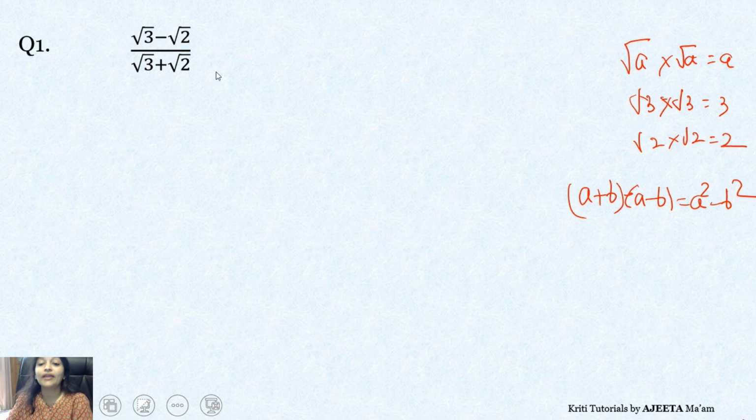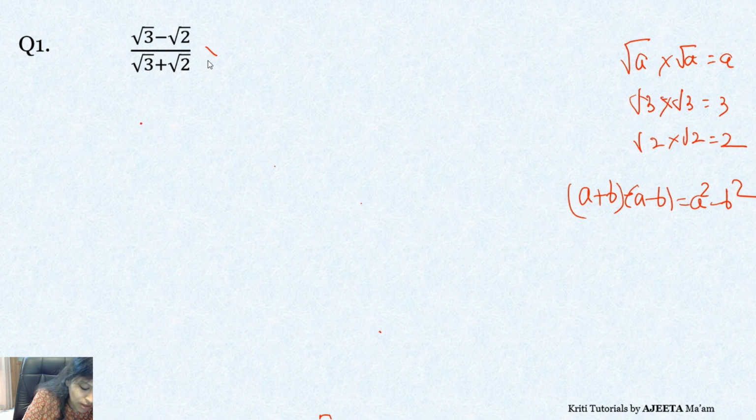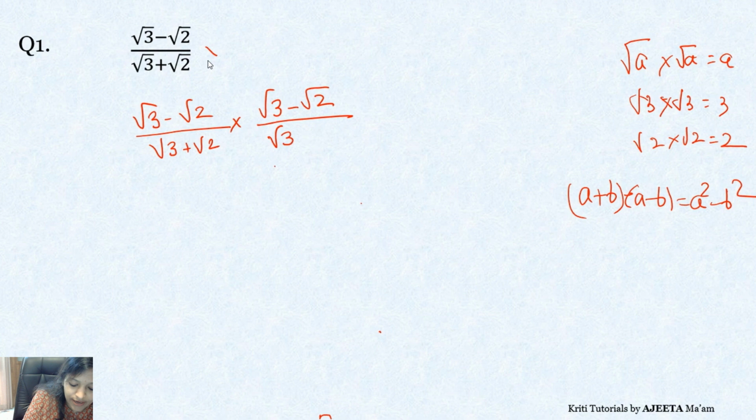So now let us multiply and think. What shall we do? We need the squares of root 3 and root 2. So as I just said, a plus b, a minus b is a square minus b square. Now let's work it out on that. So if I have to multiply the denominator, then I will have to multiply the numerator also, right? So the operation has to be applied in both the numerator as well as the denominator.